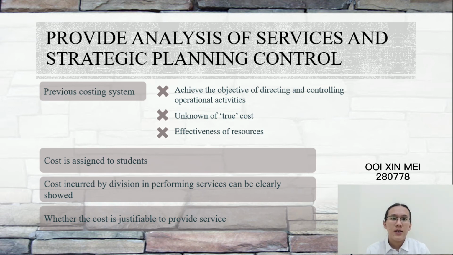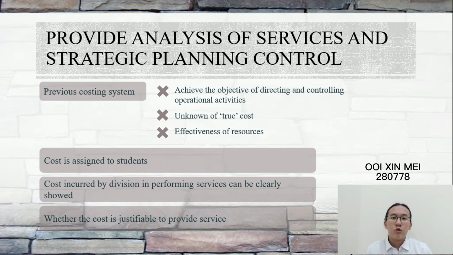Moreover, providing analysis of the service and strategic planning control is the third advantage. Ketin University was established in Malaysia 7 years ago with a joint venture partner with one of the foreign universities. It is one of the service sectors that use the activity-based costing system. Based on the article, the previous costing system used did not achieve the objective of directing and controlling the operational activities. Not knowing the true cost and effectiveness of resources under the previous costing system has led to difficulty in fitting mandated activities within a shrinking budget envelope.